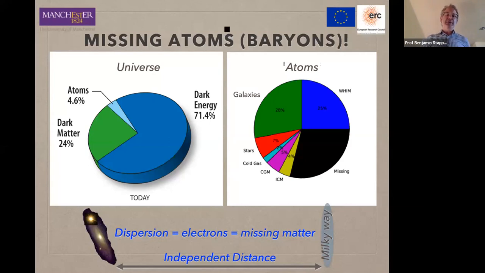So if you can measure the dispersion of your fast radio burst, and you can get an independent distance measurement to that galaxy, like you measure the redshift of the galaxy, then you can turn the problem around and say, this means there are that many electrons in the intergalactic medium. And when you know how many electrons there are, if you do some calculations, you can make an estimate of how many atoms there are, and therefore whether the missing matter, atoms or baryons in the universe, are located in the intergalactic medium.